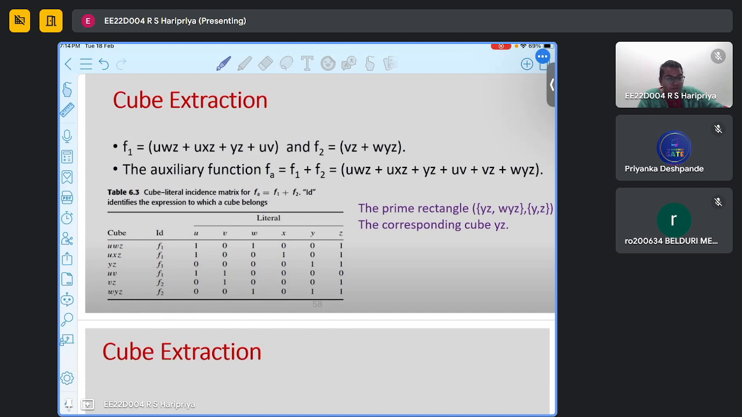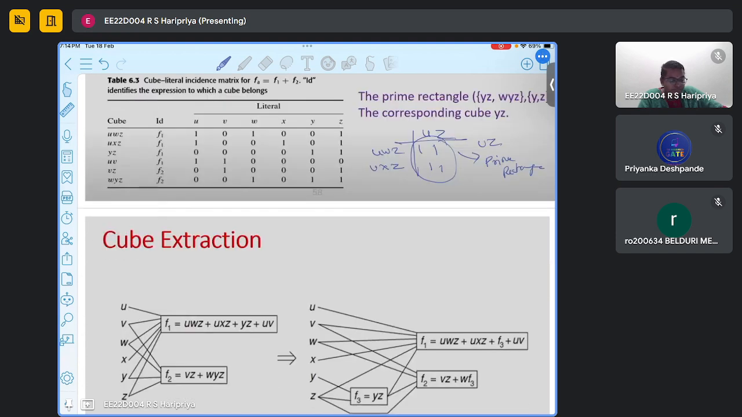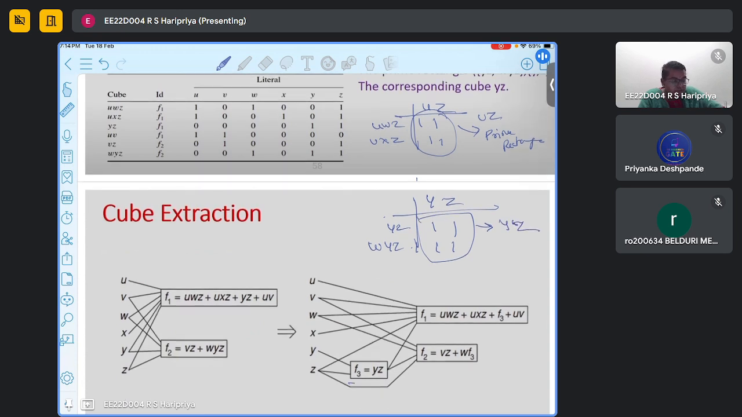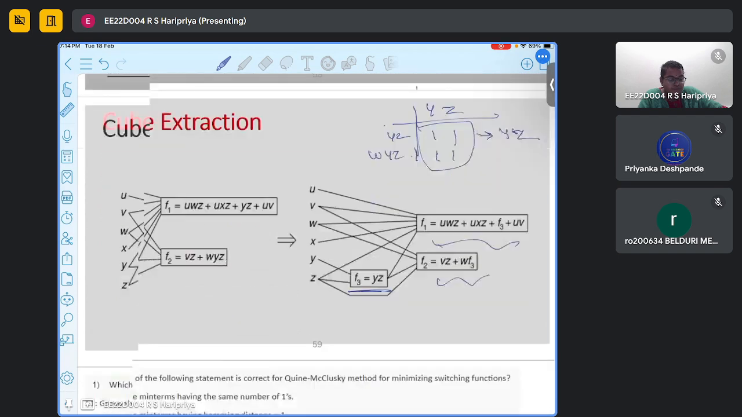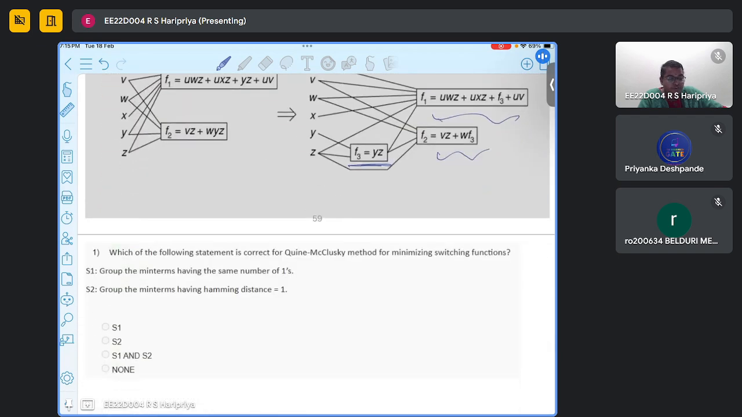So again here, we can get a prime rectangle by taking UWZ, UXZ, which is a UZ prime rectangle. And also we can get, like, if we take YZ, WYZ, then this forms a prime rectangle which is YZ. So we can first compute YZ and then with respect to that F1 and F2. So with this we will solve some of the previous year questions.